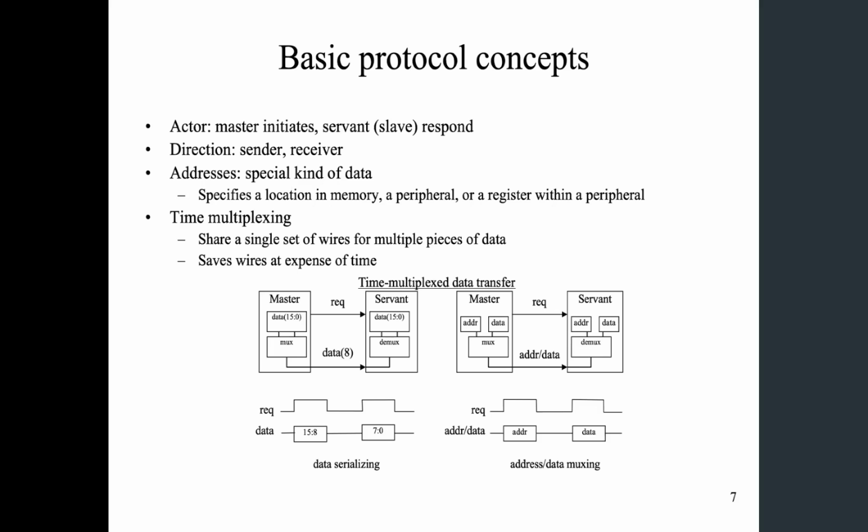We have different roles in such communications. We have an actor, which is also called a master. A master initiates and servant responds. We have these two roles in general. And we have directions of the transfer. The one sending data out is called the sender, and the recipient is called receiver. We have addresses, and also we expect to have data being read or written. We can use addresses to specify location in memory, a peripheral, or a register within a peripheral.